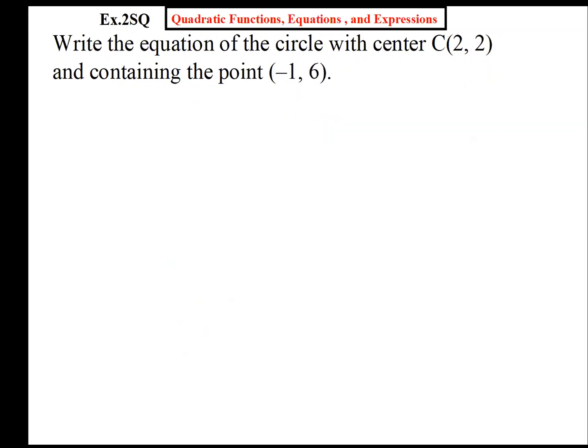Let's do one more of these just to make sure we got it. Do this one by yourself, see if you can go a little bit faster. It says, write the equation of the circle with center 2, 2 and containing the point -1, 6. Once again, the center is 2, 2, containing the point -1, 6. See if you can do that a little bit quicker, copy and go.